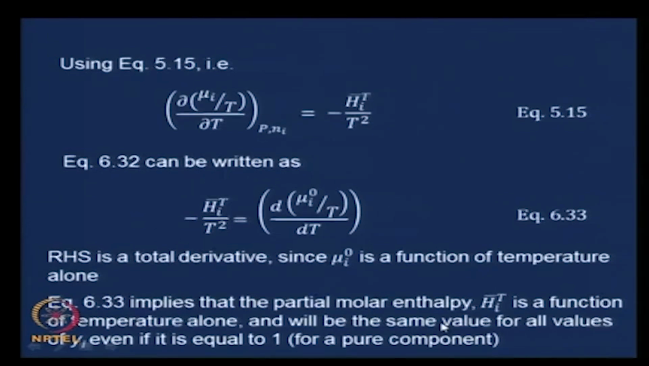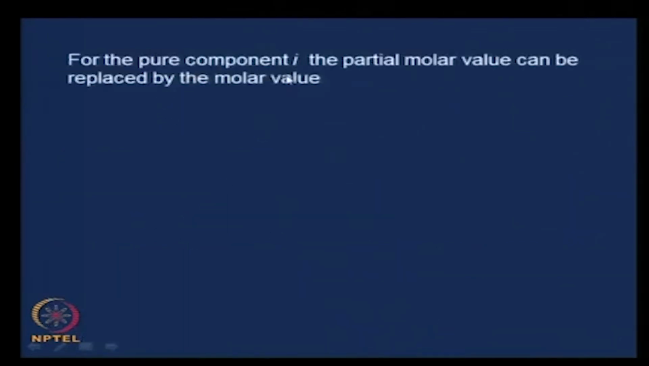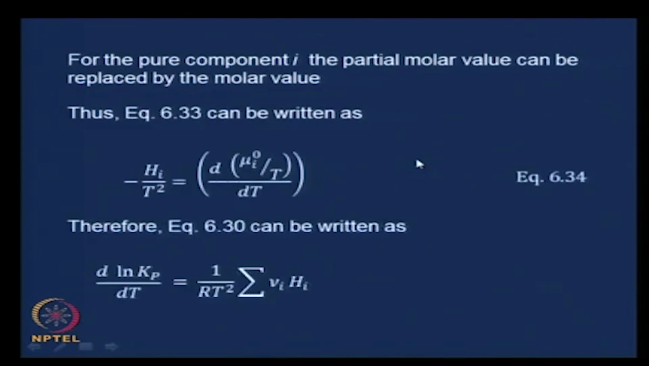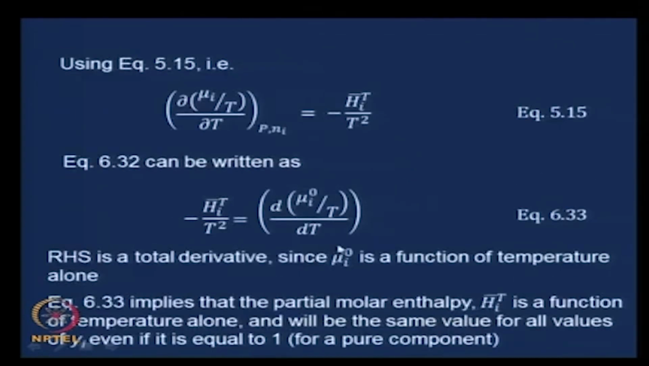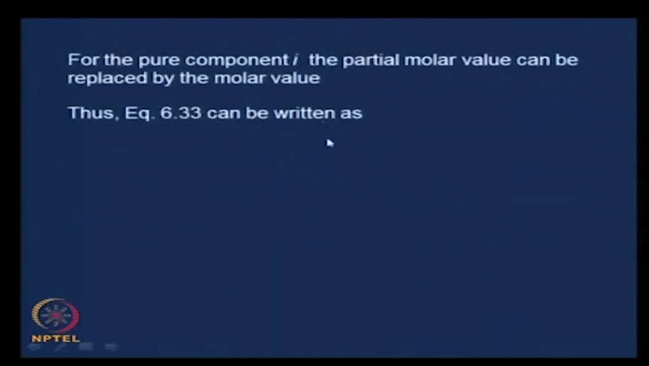In other words, even if it is a pure component, this equation must be valid, and that is a powerful statement here. Therefore, for the pure component i, the partial molar value can be replaced by the molar value. I am sorry, yes, this equation 633 is anyway going to be valid because it is a function of temperature alone, and therefore, equation 633 can be written as minus H_i/T². Instead of the partial molar value, I have taken the molar enthalpy here, minus H_i/T² equals d/dT of (μ_i°/T).